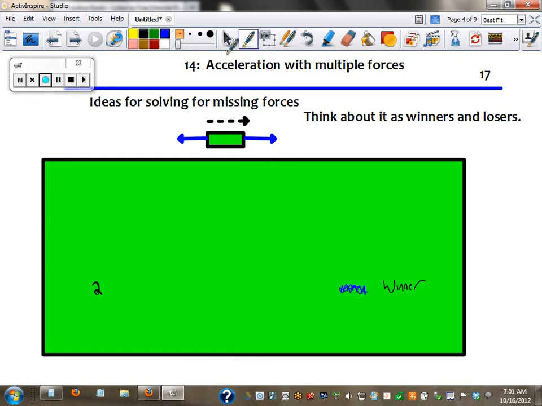So let's think about this as winners and losers once again. So copy this little diagram. This is the winner. I know that because this is the net force, and the net force is pointing to the right. That means on the right side, it's stronger. Whatever force it is, it's stronger. And this is the loser. Had the net force been pointing in the other direction, that means this side would be stronger and this side is weaker. So winning equals stronger force. The losing side is a weaker force.